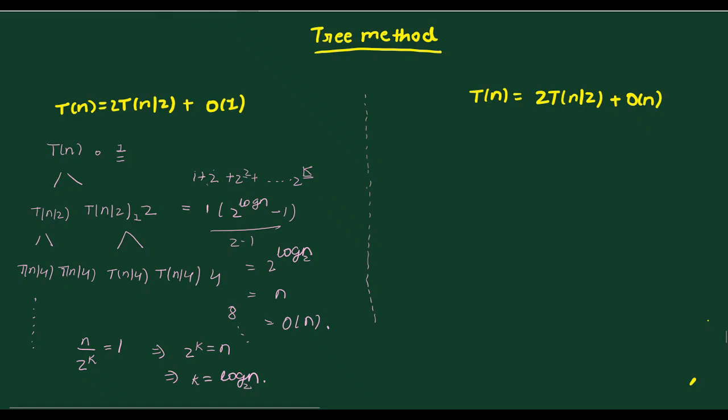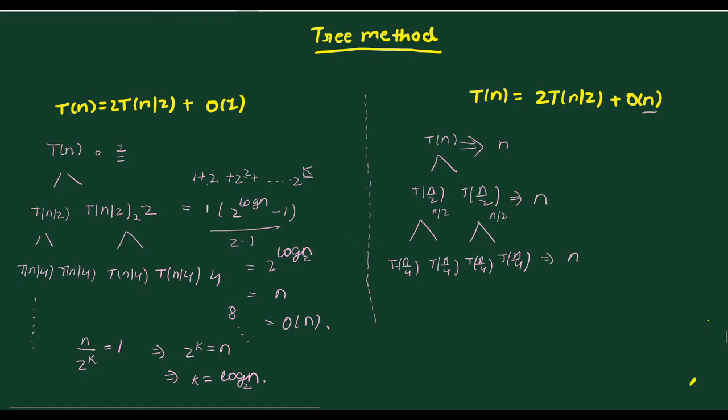Similarly, let us try to analyze this problem. So again, let's try to draw the tree structure. Basically the tree structure is same, right? And so on. At each level, how much work are you doing? Here you are doing n, here you are doing n by 2, here you are doing n by 2, so overall you are doing n. Similarly, here you are doing n by 4, here you will do n by 4, here n by 4, here n by 4, right? So overall it will be n again.